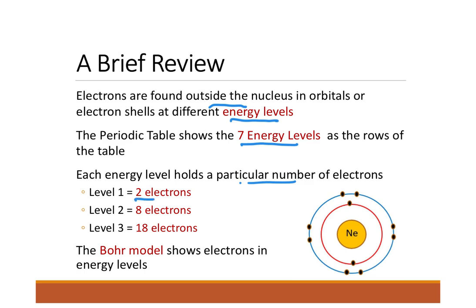Level 2 can hold 8 electrons. Level 3 can hold 18. We're not going to worry about the higher levels in this introductory course. And we typically use the Bohr model to show the electrons in their energy level. The Bohr model is illustrated here for neon with its 10 electrons. We have 2 of them in this first energy level and then 8 in the second energy level.